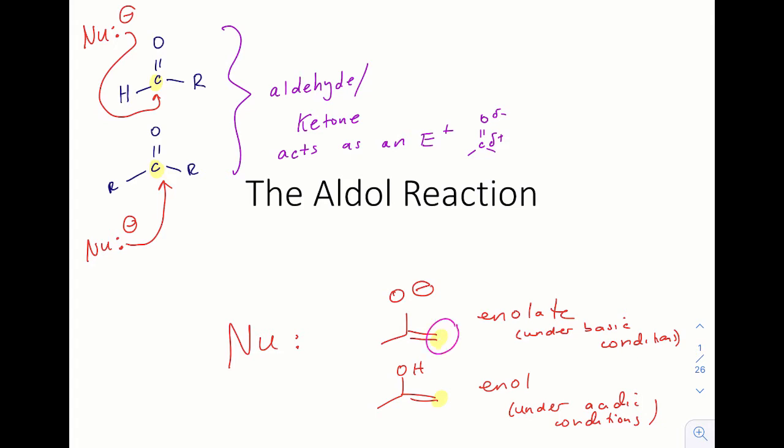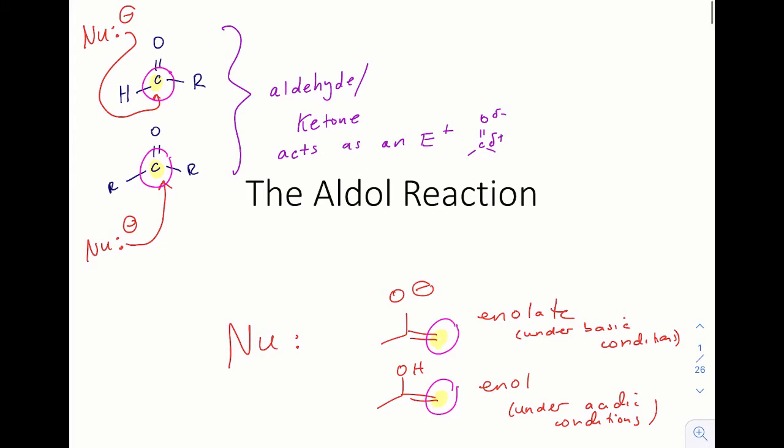The carbon of the enolate or the enol makes a bond to the carbon of the aldehyde or the ketone. So a carbon-carbon bond will be made. However, as you might guess, enolates and enols come from aldehydes and ketones. So aldehydes and ketones are going to be acting as both the electrophile and the nucleophile. It's okay, don't panic. We're going to walk through it step by step.